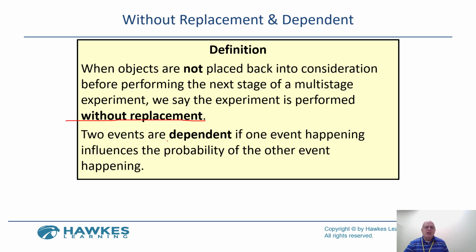This is an example of a dependent event because the first event happening influences the probability of the second event.